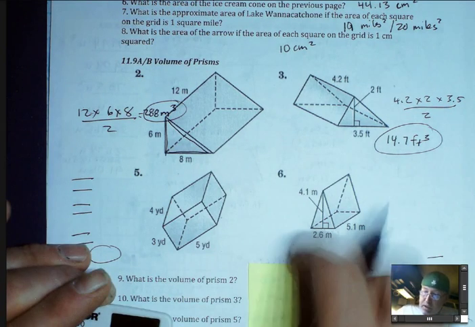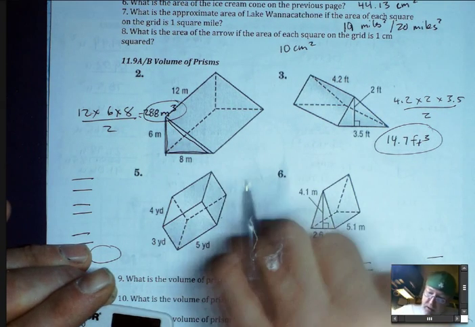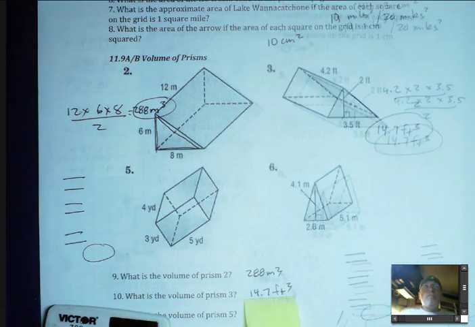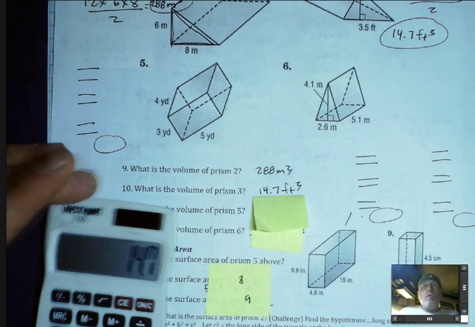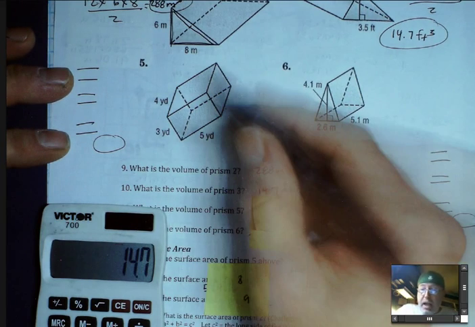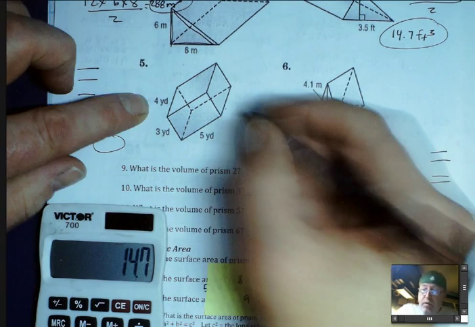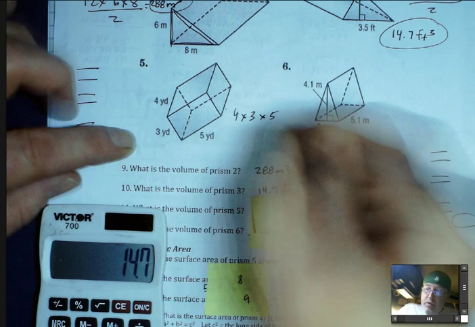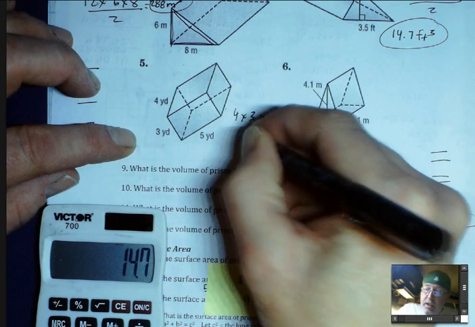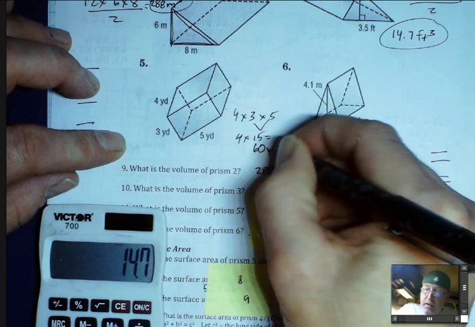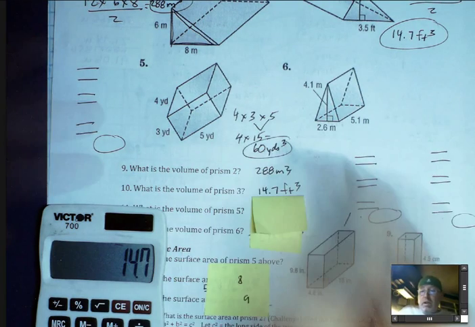All right, let me just check my first couple of answers here, make sure I'm doing okay. Got those so I can peel those back. Put them in down there in the bottom too. Now, this next one is a rectangular prism, so you don't have to cut it in half. So we'll just multiply these together. 4 times 3 times 5. I'll do this by hand. 3 times 5 is 15. 4 times 15 is 60 yards cubed on that guy. 60 yards cubed would be the volume.